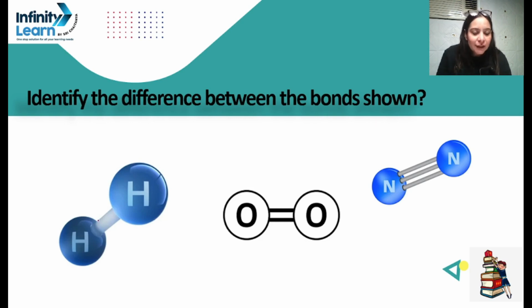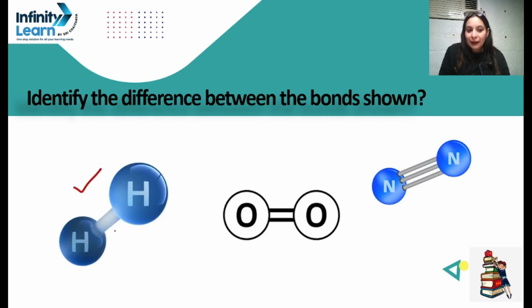So here in the first picture, you can just pause the video, think for the answer, and then unpause and match your answer, okay? I always give you time to think over because I want you to be totally involved in the lecture, okay? So the difference between the bonds shown in the three pictures, let me tell you: these are two hydrogens, right?